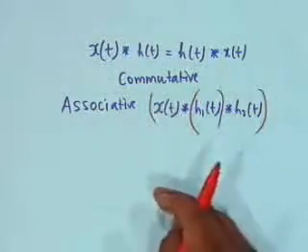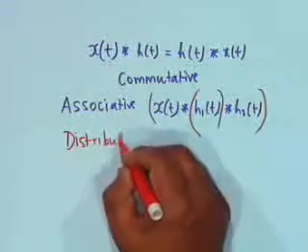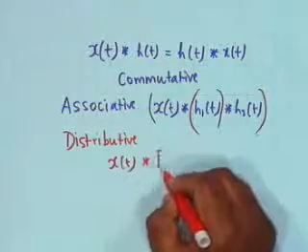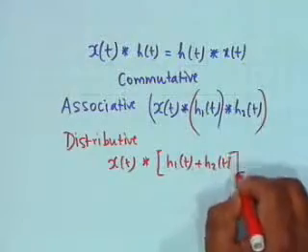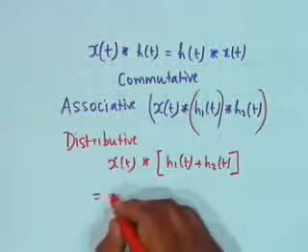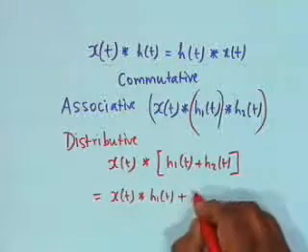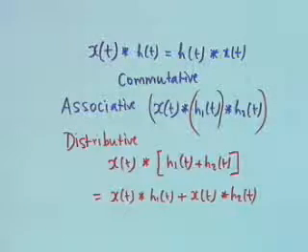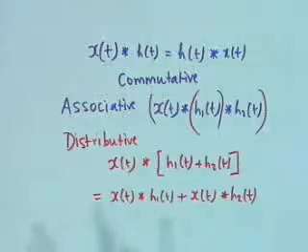So it is associative. Convolution is also distributive. That is, if x of t is to be convolved with the sum of a number of functions, two have been shown, then it is equal to x of t star h1 of t plus x of t star h2 of t. That is the distributive property of convolution functions. We have shown it with two, but it can be applied to more than two.